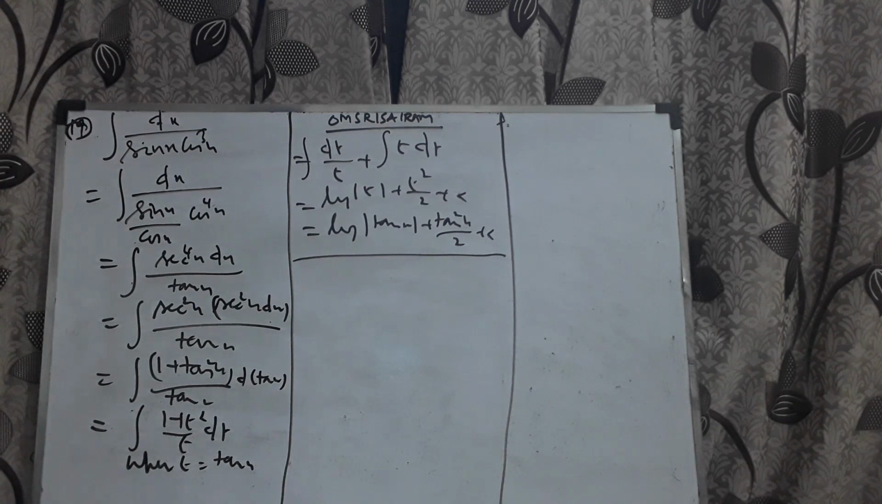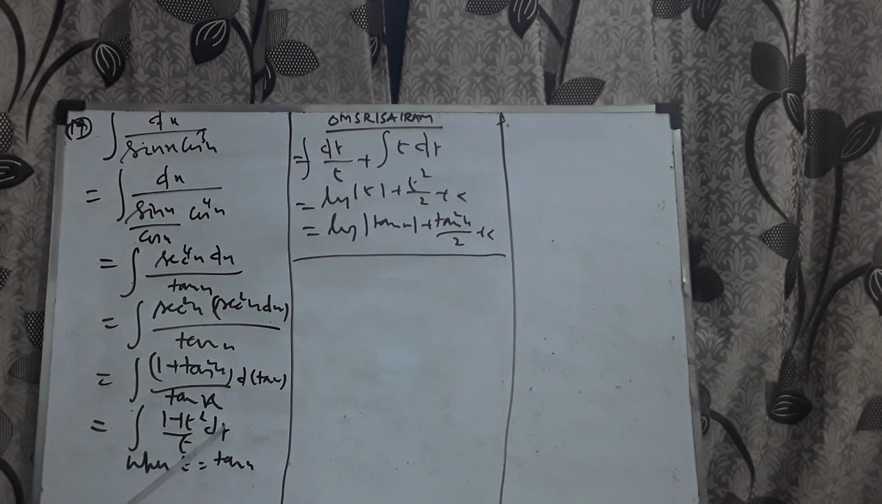This is nothing but tan x. D of tan x is secant square x dx. Whenever I have d of something, I should multiply dx also. I explained in many videos. Now whatever is written as d of should be my substitution.